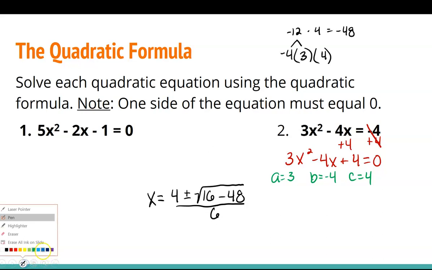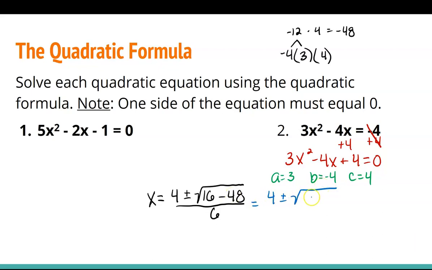Next, we are going to simplify our radical. So I'm going to combine like terms. Under the radical, 16 minus 48 is a negative 32. And this is all over 6 still. We are going to break apart that radical 32. Well, we definitely have the negative 1. The 32 can be broken into a 16 and 2, which technically you could stop right there.